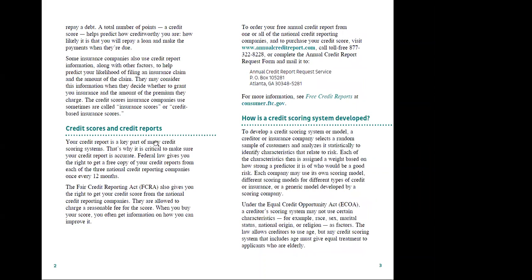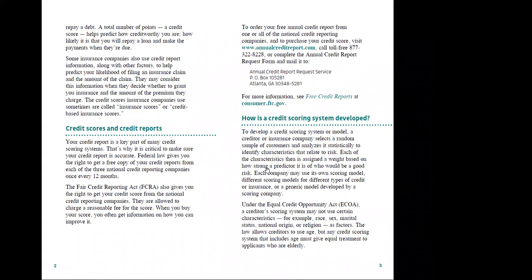And so again, we've already talked about credit scores and things of that nature. I just want to read this. Your credit report is a key part of many credit scoring systems. That's why it's critical to make sure your credit report is accurate. Federal law gives you the right to get a free copy of your credit reports from each of the 3 national credit reporting agencies once every 12 months. So this right here, annualcreditreport.com, or you can call if you don't want to request it online, and obtain that as well.